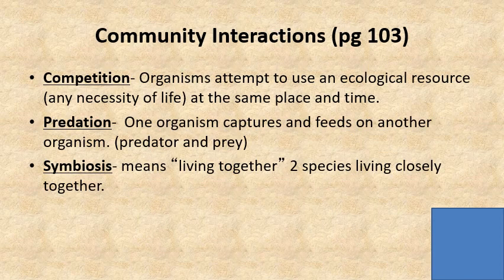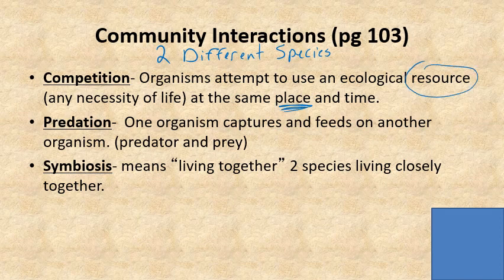So now we get to community interactions. Remember, community interactions is when you have two or multiple different species. This is the level above the population, where a population is a single species. So what we see is competition, where you have organisms using the same resource, and it could be a place, a food source, or a water source.